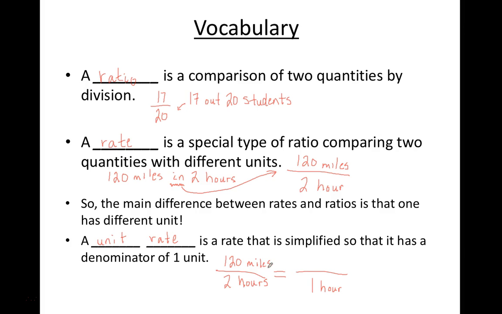So how can I get from 2 hours to 1 hour? Well, we divide by 2, and what we do to our denominator we'll do to our numerator. 120 divided by 2, or half of that, would be 60. So 60 miles in 1 hour. That's the same rate. If we drove for 1 hour, we travel 60 miles. That's a unit rate. If we traveled 2 hours, well, then we'd be going double the distance, so that would be 120 miles. All right, and that covers the main vocabulary for this section: a ratio, a rate, and a unit rate.